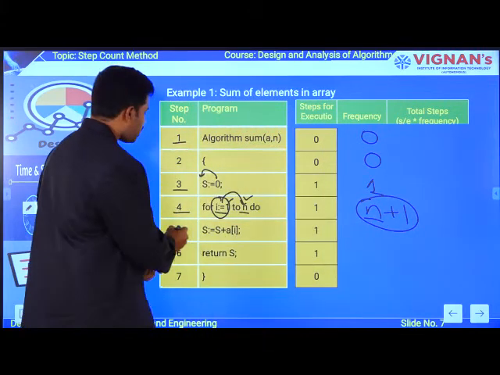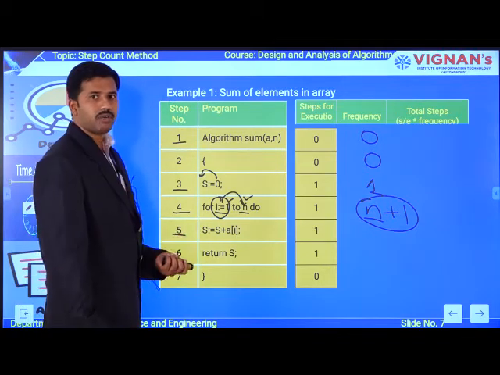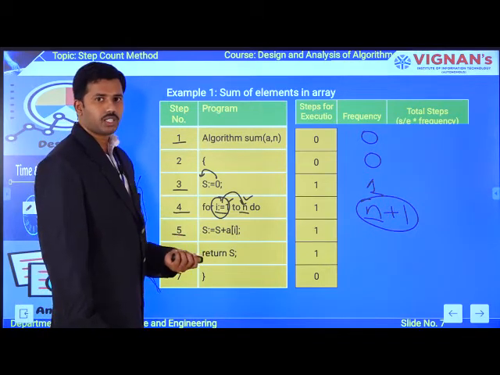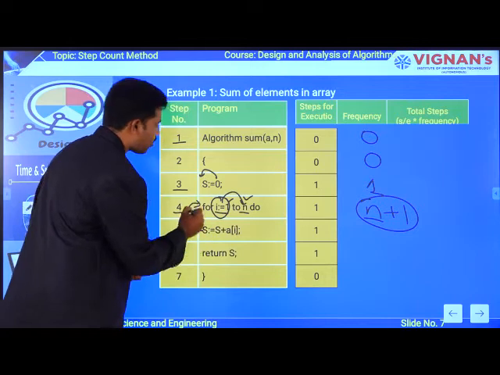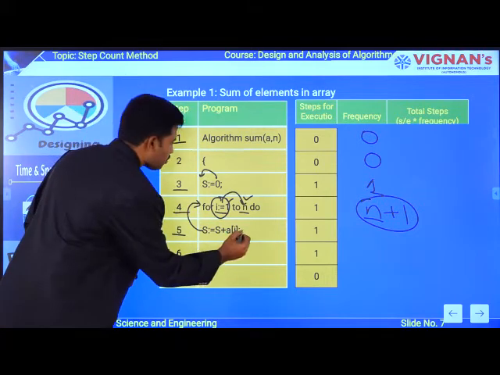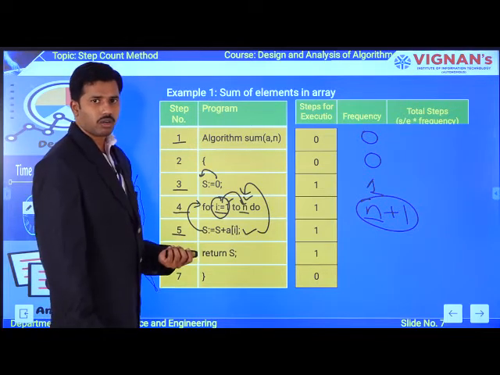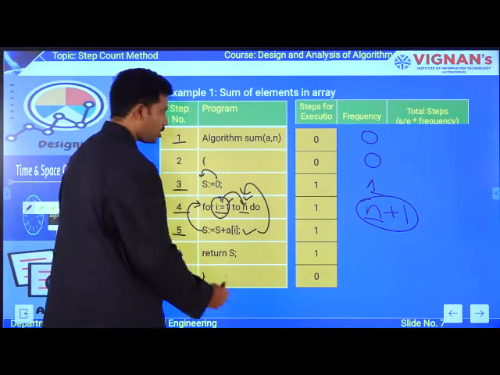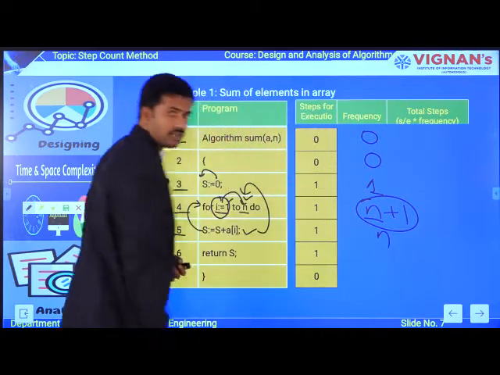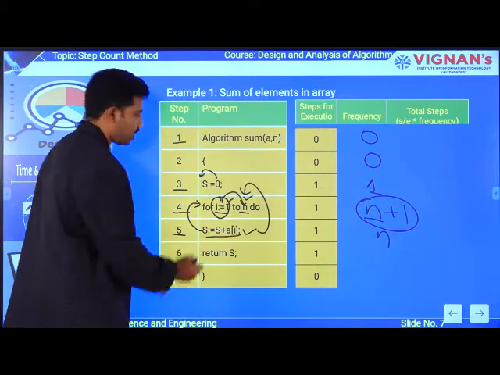Now coming to step number 5. How many times is step number 5 executing? It is inside a for loop, so its execution depends upon the upper bound of the for loop. So the frequency for step number 5 is n. This statement is executed n times.